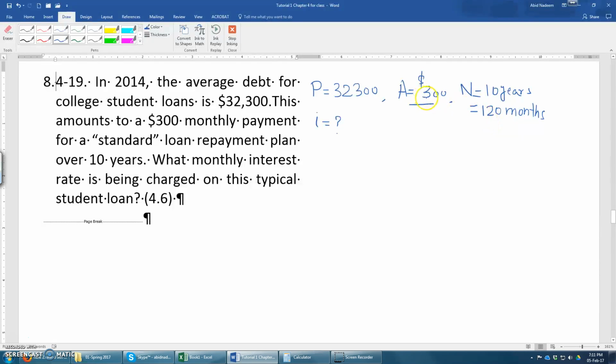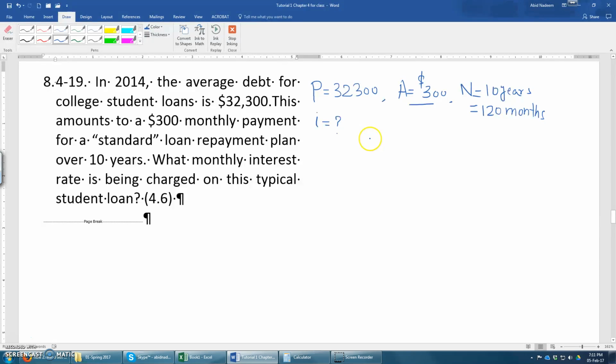120 months times 300, so that makes it like 12 times 3, which is $36,000. So in total you will return $36,000 on a loan of $32,300. So what interest rate is actually involved?